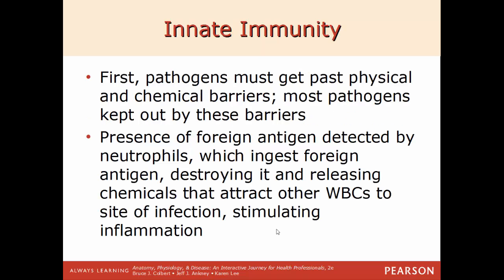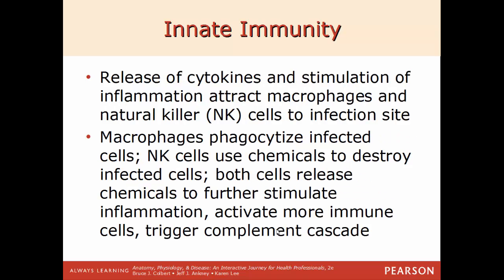Next, we'll talk about some more details of the innate immunity. First, pathogens must get past a variety of different chemical and physical barriers. Once they get inside your body, the presence of foreign antigens are detected by neutrophils, which will ingest foreign antigens, and they will destroy them and then release the chemicals to attract other white blood cells to the site of infection, which will stimulate inflammation. The release of cytokines and stimulation of the inflammation response attracts macrophages and cells called natural killer cells to the site of infection.